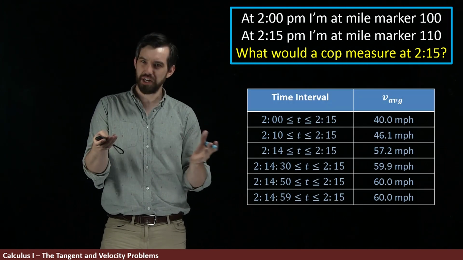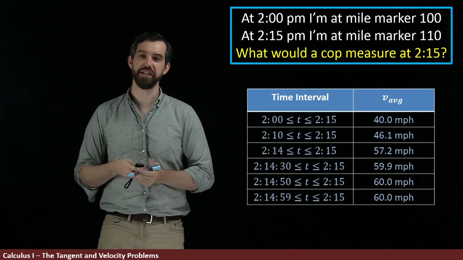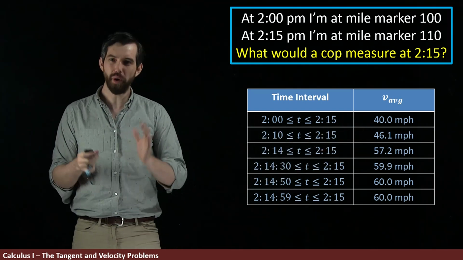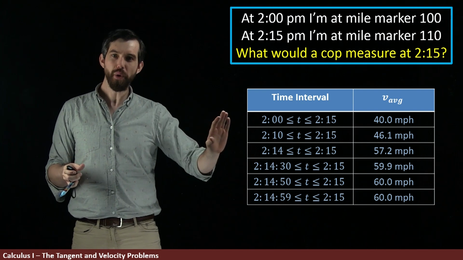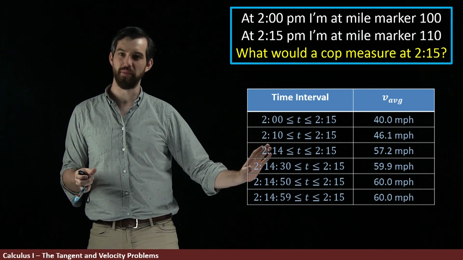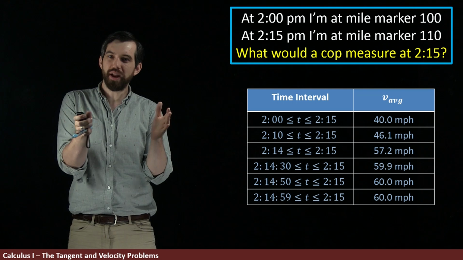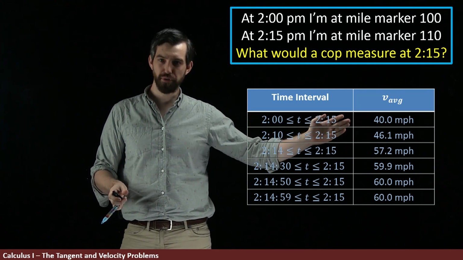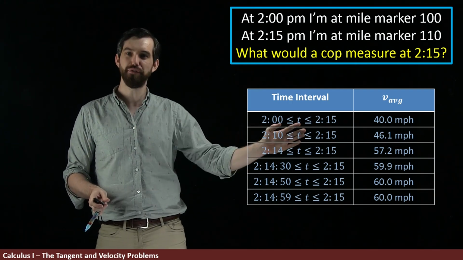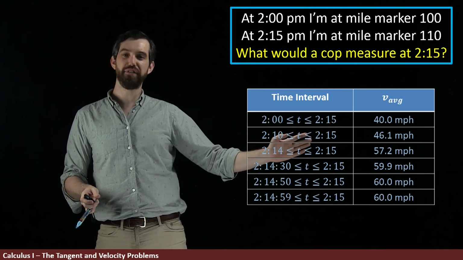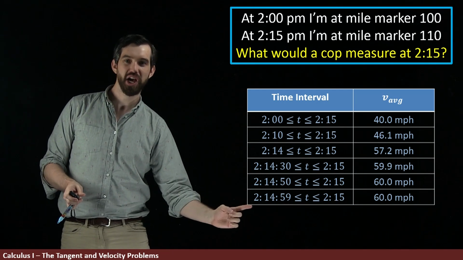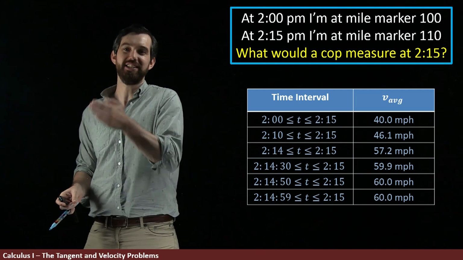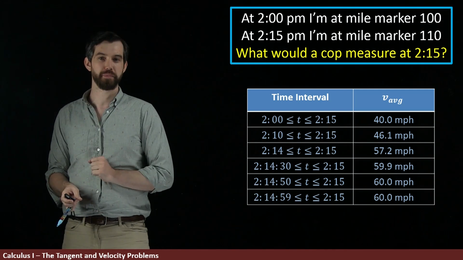I'm going to give you a little bit of a different way to think about the instantaneous velocity. Suppose I had a whole chart of information here, and what I want you to note is that in this time interval column, I'm getting smaller and smaller time intervals. The first row here is 2 to 2:15, but then I do 2:10 to 2:15, 2:14 to 2:15, and I go all the way down until I'm at only a 1 second interval: 2:14 and 59 seconds all the way up to 2:15.